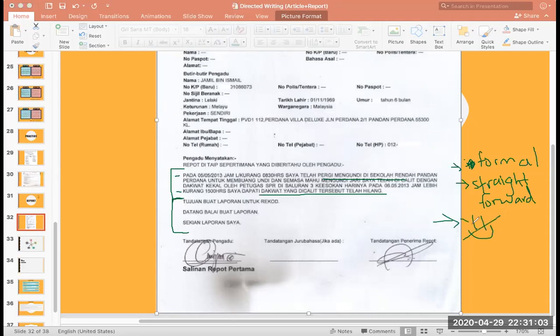Okay, tiada main-main, tiada yang bergurau-gurau. Okay, nothing funny. It's not funny. It's very serious and then straight to the point. Okay? Okay, so keep that in mind first. After this, we will come back.